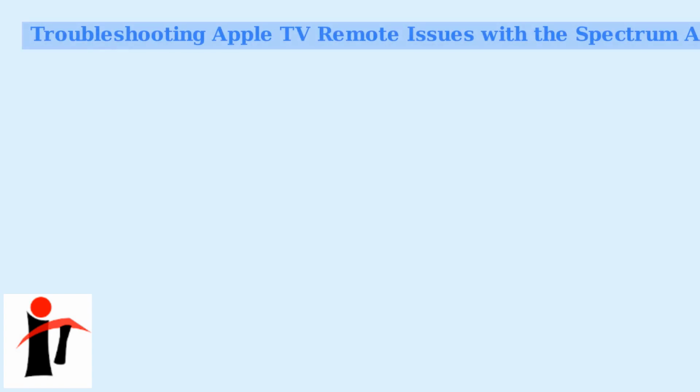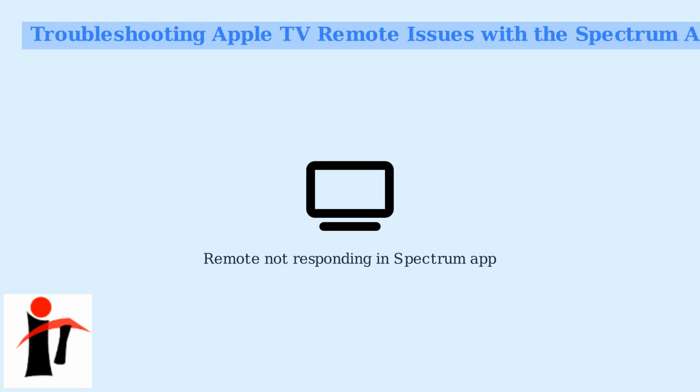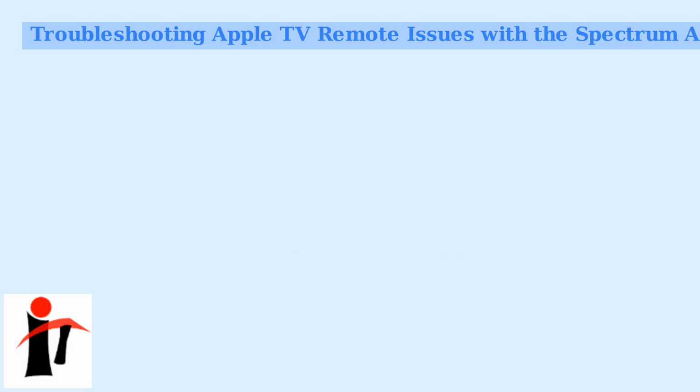Experiencing problems with your Apple TV remote while using the Spectrum app is a common issue, especially on Apple TV 4K or HD models. The main causes often stem from pairing difficulties, low battery, or incorrect settings. The Spectrum app relies on tvOS for remote input, so any disruption in the Bluetooth connection can prevent the remote from functioning correctly within the app.